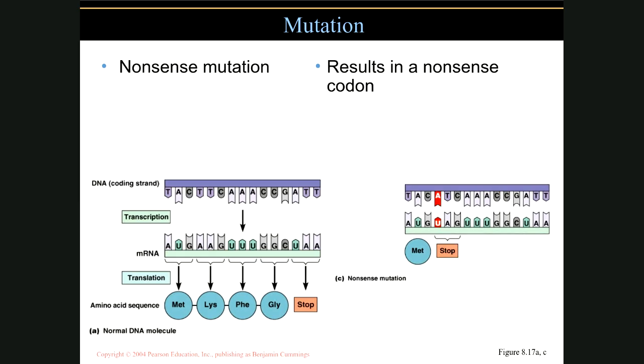Another point mutation involves changing the codon from one that codes for an amino acid into a stop codon. We call that a nonsense mutation. So a codon that normally codes for an amino acid becomes a stop codon. And so that will result in a short protein. It is very unlikely that short protein is going to be functional or be able to do anything. And again, if it's a critical metabolic pathway, that organism will die.